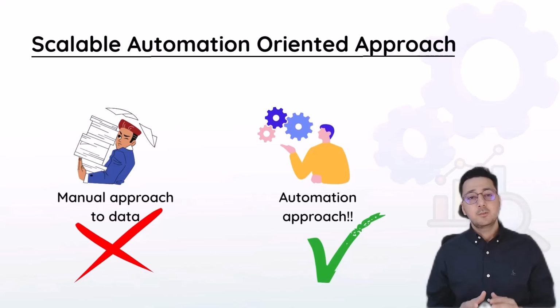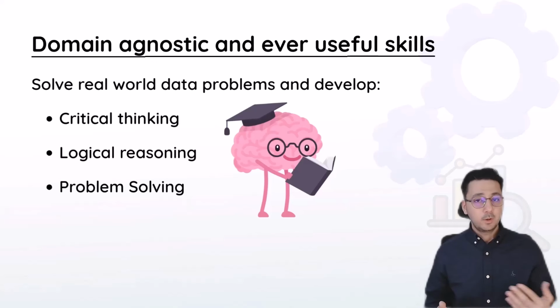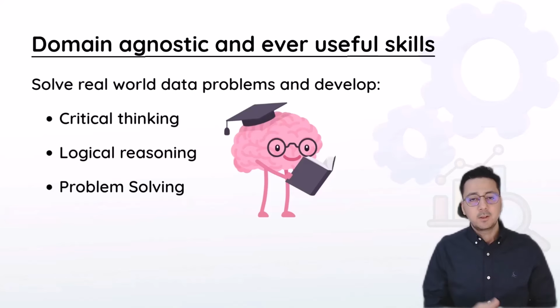The second objective is to develop your critical thinking and logical reasoning skills. Real-world data problems are rarely clean or predictable. They require you to think about what assumptions you're making, what things can go wrong, and how your solution should behave when the data changes. This course is designed to help you think through those problems proactively and logically.